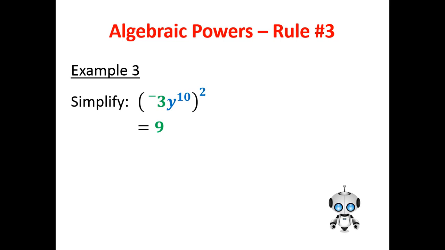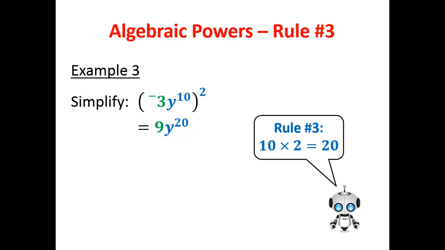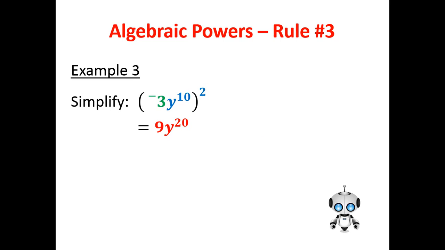Now we have y to the power of 10 squared, and using rule 3 we can multiply 10 by 2 to get 20 and write down y to the power of 20. So our final answer is 9 times y to the power of 20.